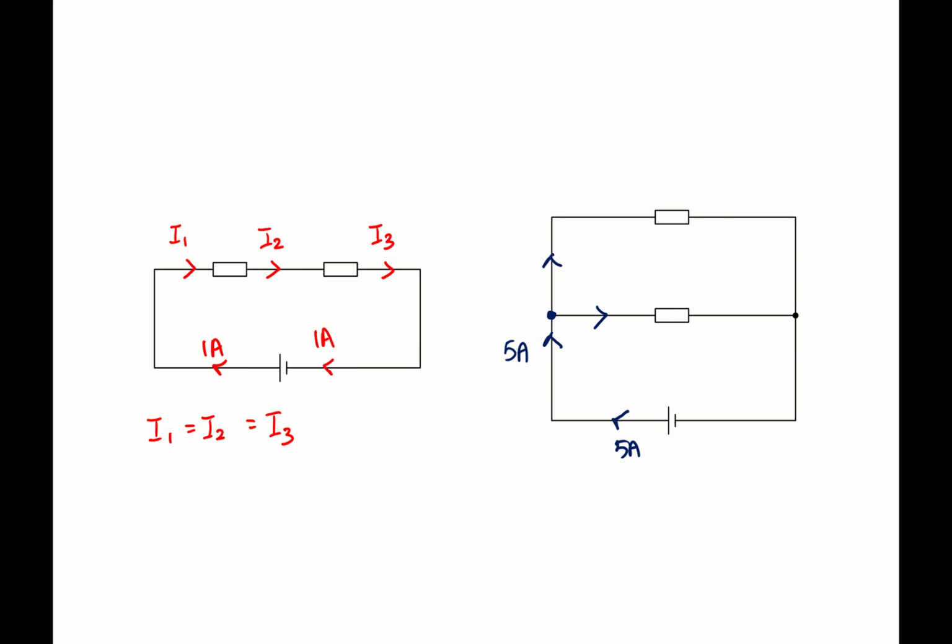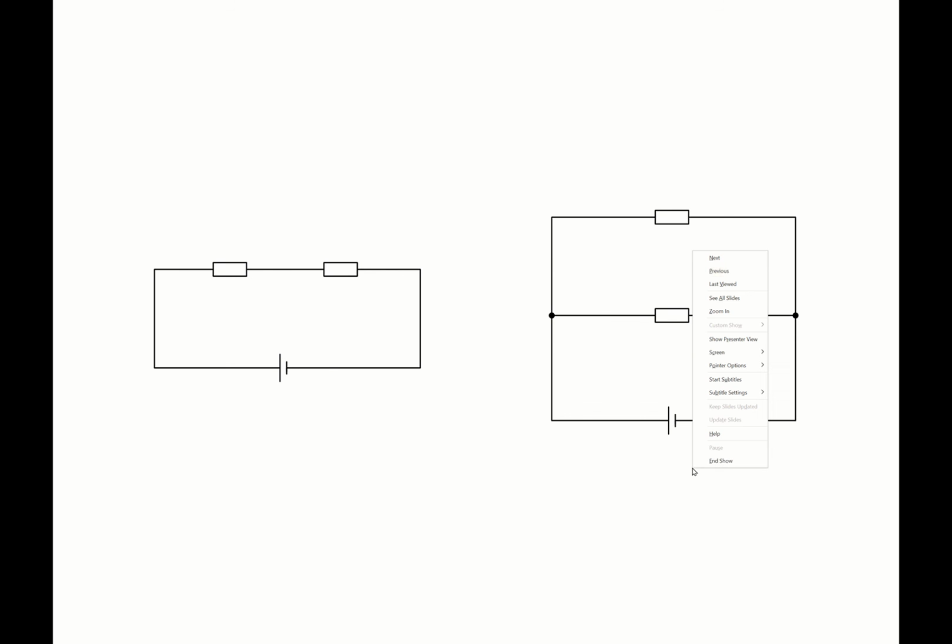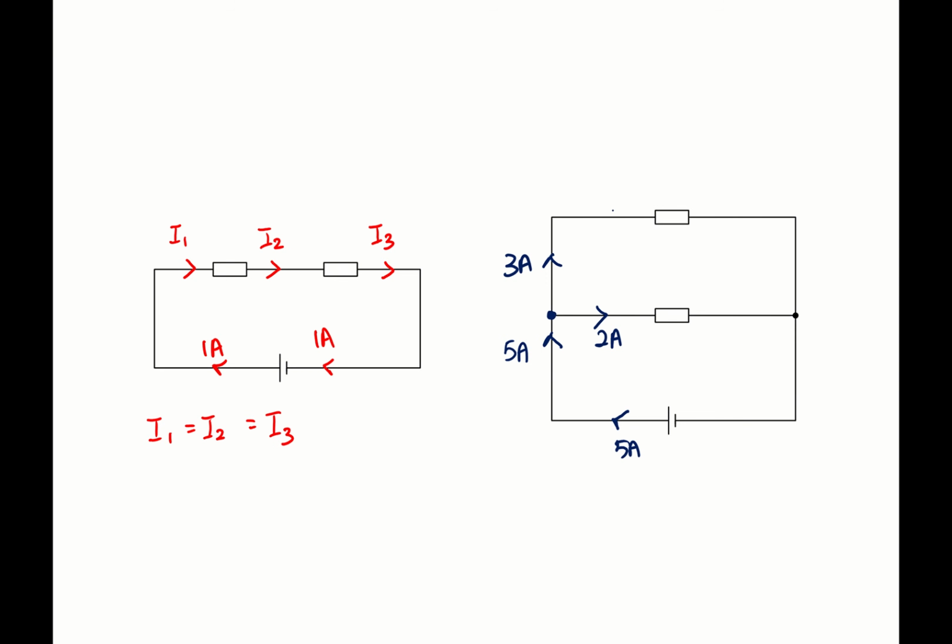Otherwise, never assume. So let us take it as the current 2 ampere flows through one of the resistors, and 3 ampere flows through the other resistor. Now the 3 ampere is going to flow through the first resistor, it's going to come out 3 ampere, and 3 ampere here. And the 2 ampere is going to flow through the resistor. It's going to exit as 2 ampere.